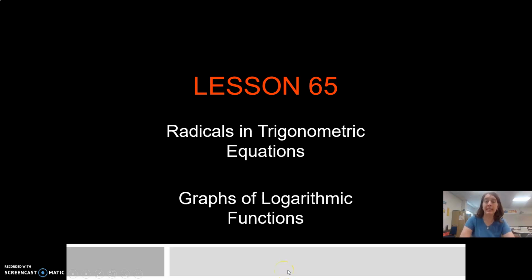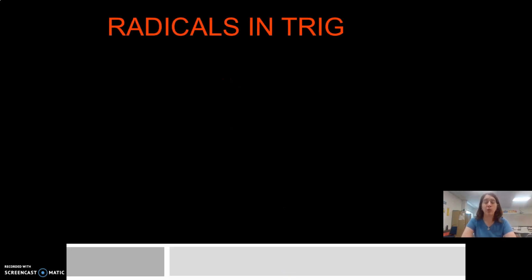Today's lesson 65. We're actually going to be taking this lesson in two different sections. Today we'll be talking about our radicals and our trig equations, and then during tomorrow's lesson we'll do the second part of this, the graphs of our logarithmic functions.